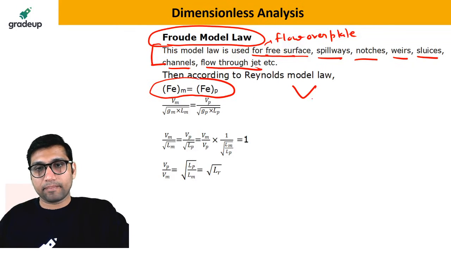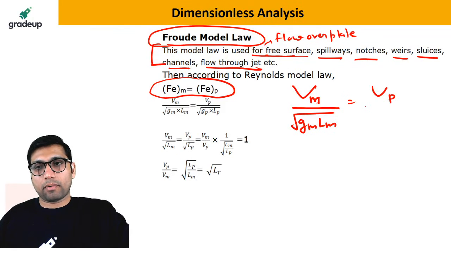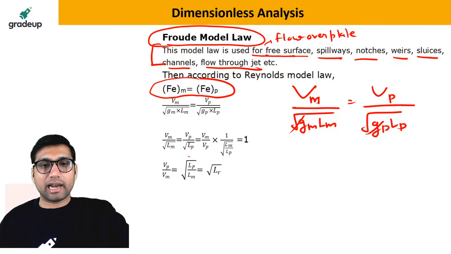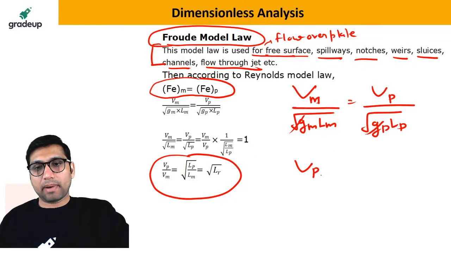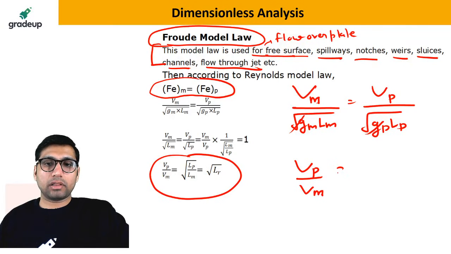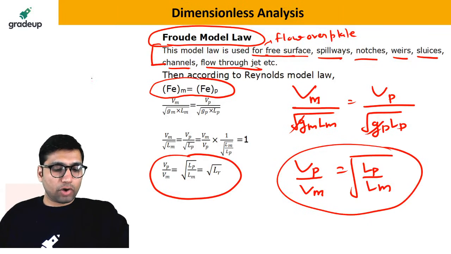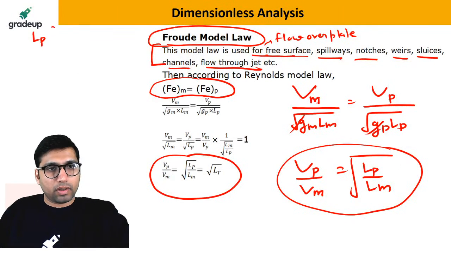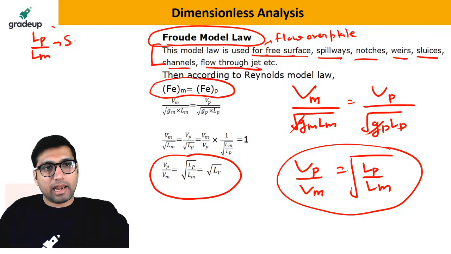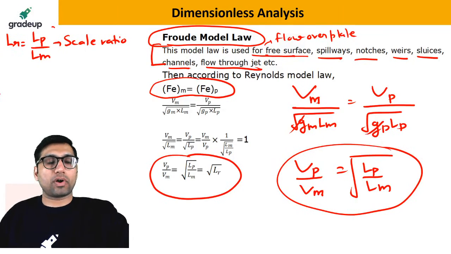So here the Froude number of model will be this. Froude number of prototype will be equal to this. So it is very obvious this will get cancelled out. So we can say that we'll be getting a relation that Vp by Vm, the velocity of the prototype by model, is equal to root of Lp by Lm. This root of Lp by Lm is also called the scale ratio, and it is equal to Lr, the length ratio for scale.